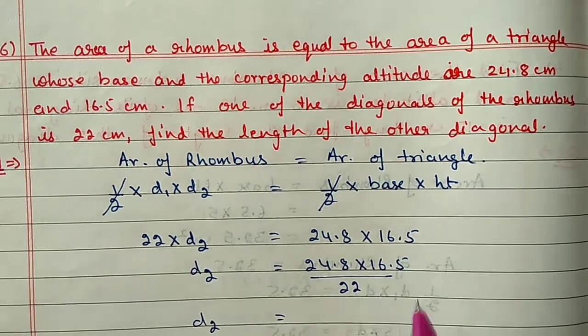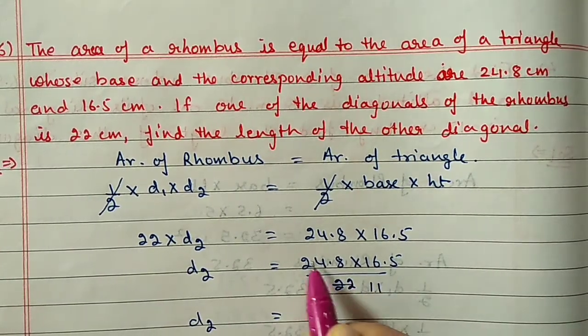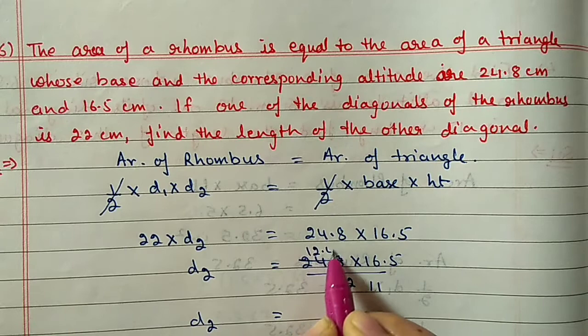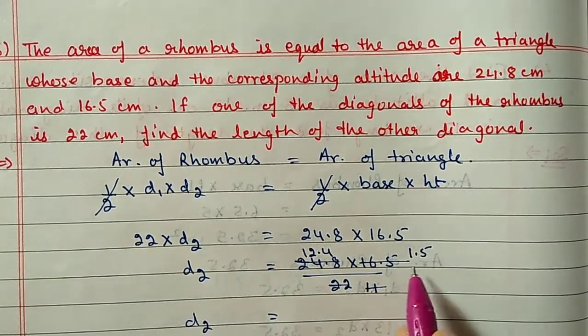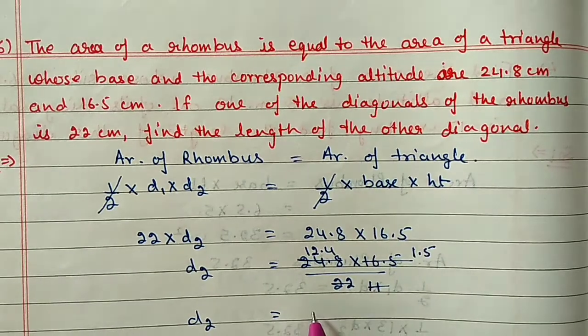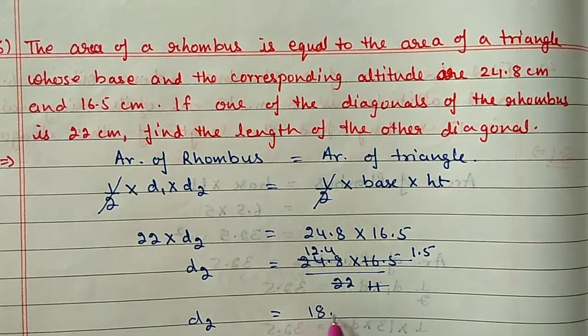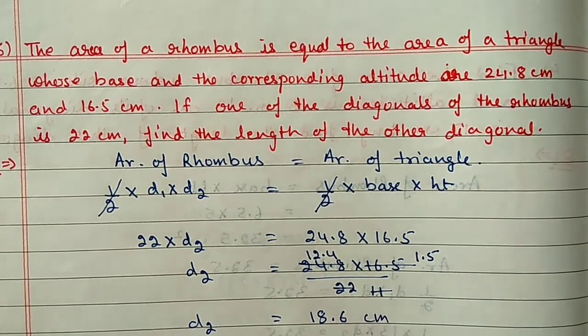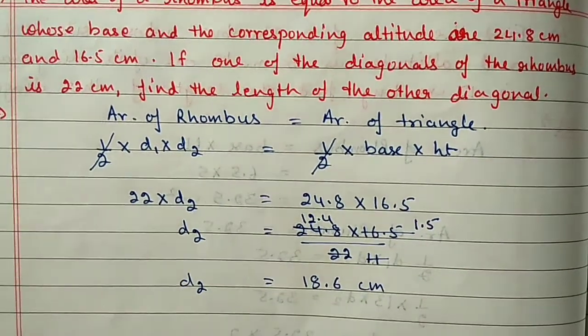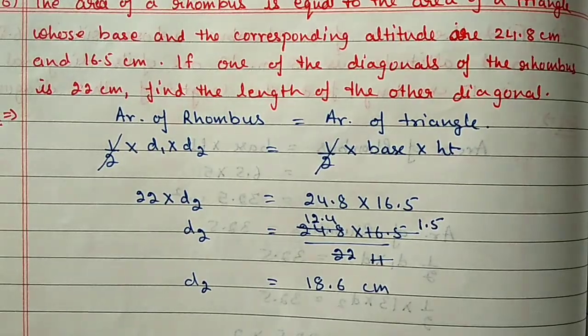Now we can do the cancellation. 2 11s are 22, 2 12.4 times, then by 11 we can cancel 11 1 and 0.5, and these two numbers we can multiply. After multiplication we will get 18.60 centimeter. So the other diagonal is 18.6 centimeter.